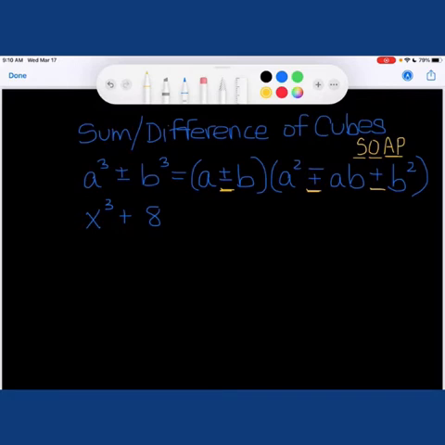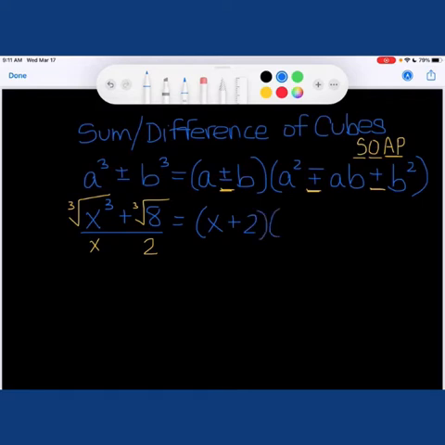So to factor this one right here, what I first do is find the cube root of each of them. The cube root of x cubed is just x, and the cube root of 8, as we saw a minute ago, is 2. So now I can factor it. That's going to be x, and it's going to be plus because it's the same here, 2.